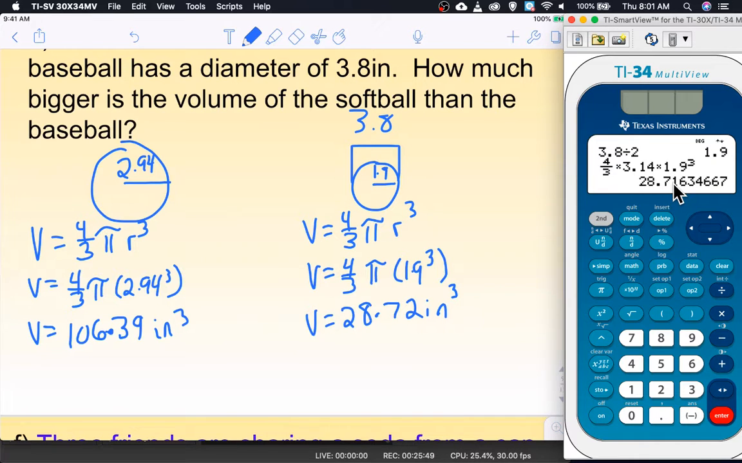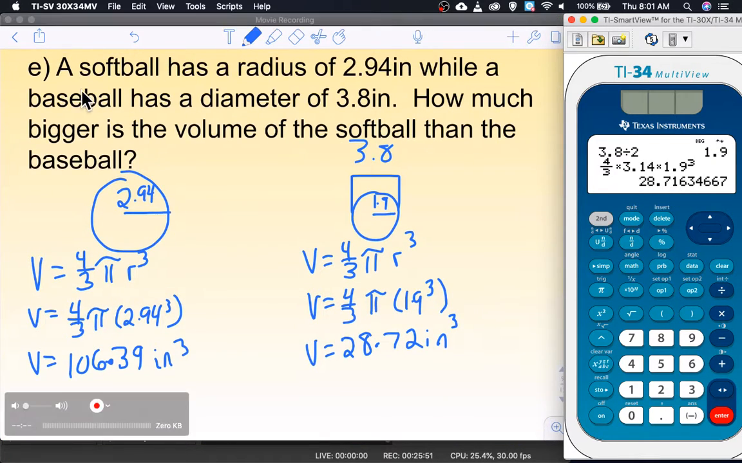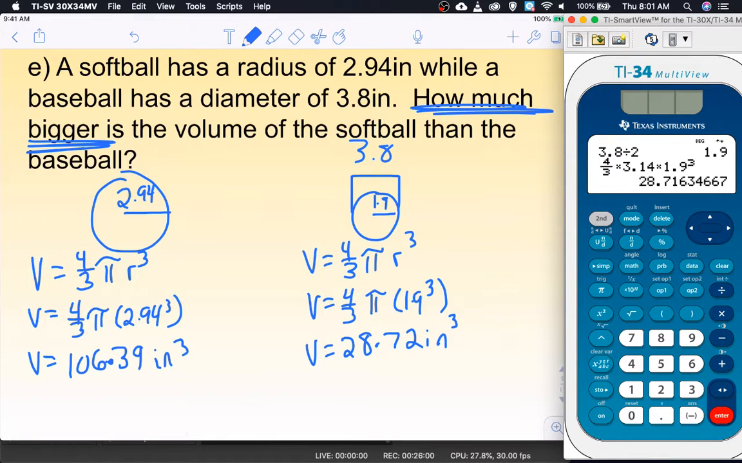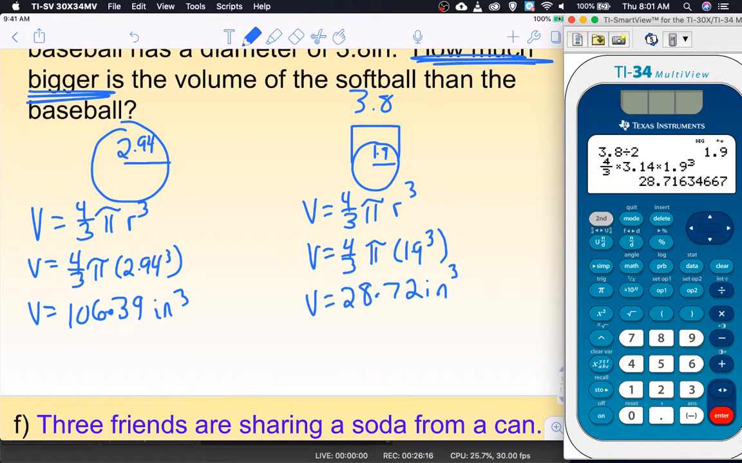Okay, so I found the volume of both. Now let's go back and look at the question again. So softball has a radius of that, baseball has a diameter of that. How much bigger? That phrase, how much bigger, has been following you ever since elementary school, and it's going to keep following you. That phrase is a subtraction. We're looking for a difference. How much bigger, how much stronger, how much colder, how much heavier.